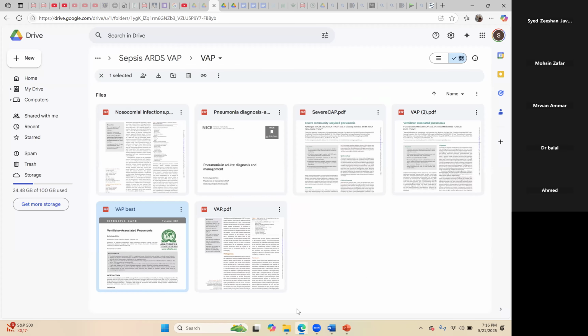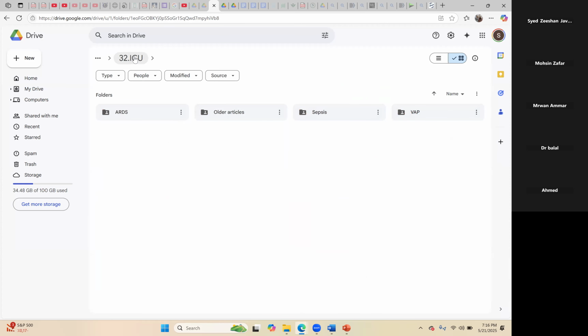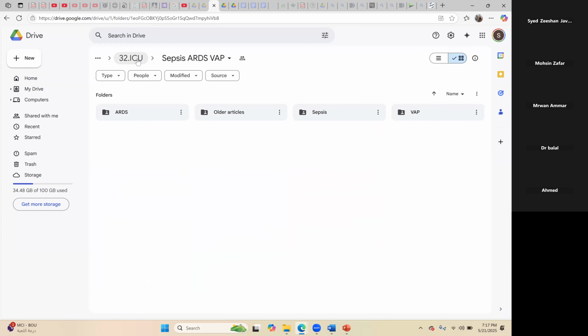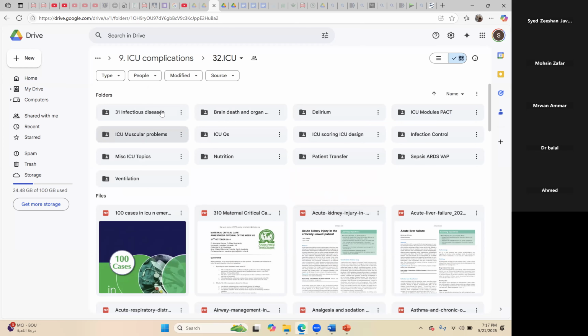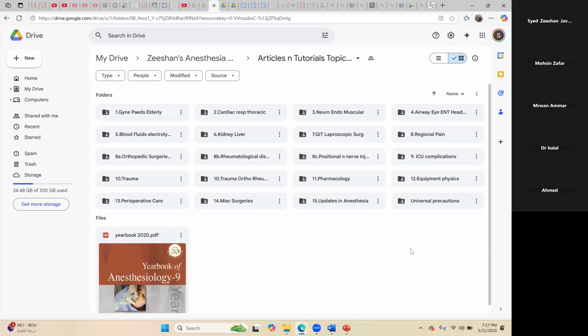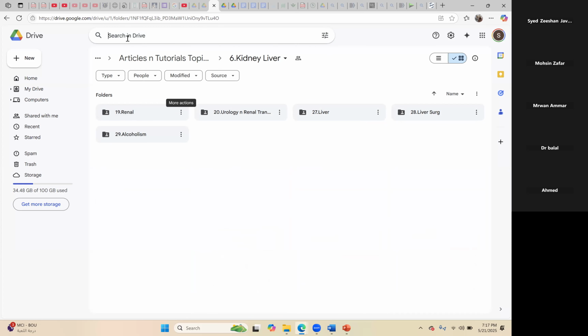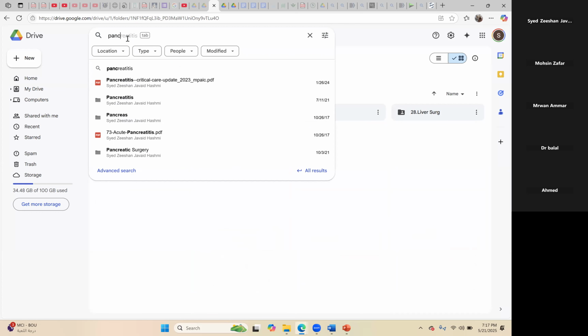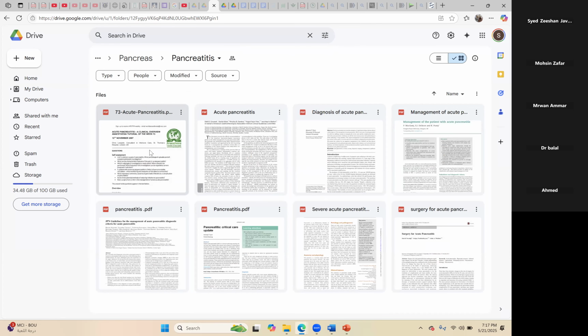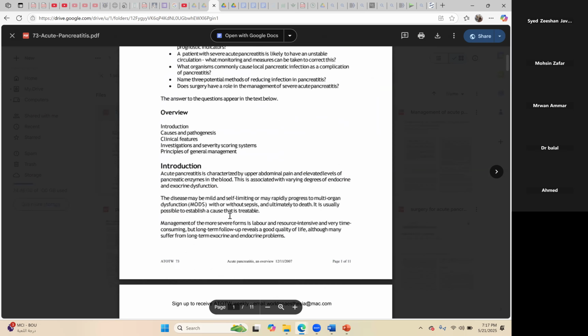We recently discussed VAP in our quick revision series as well. And so this is about ARDS. Okay. Here, if you come here, these are actually topic wise. Just a second here. So this is about pancreatitis. So here you can see about the criteria, the clinical picture.